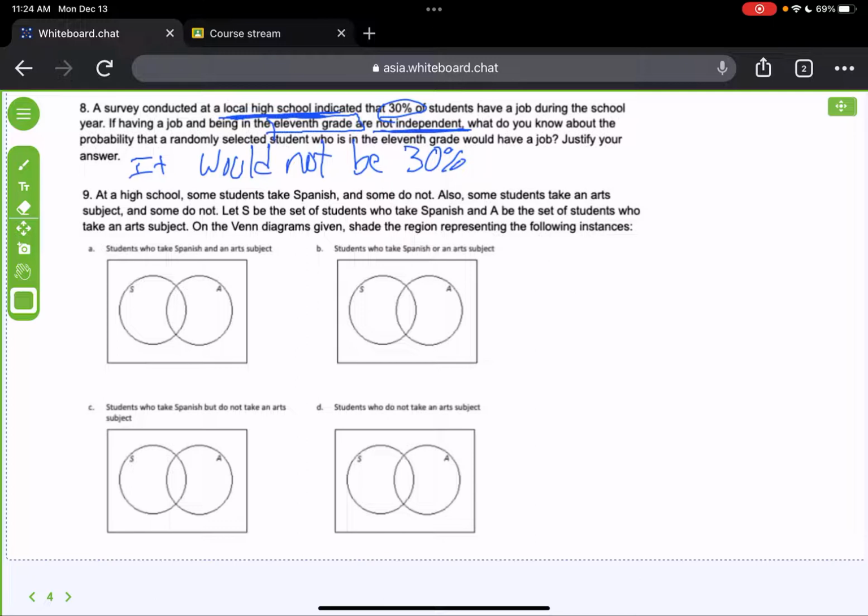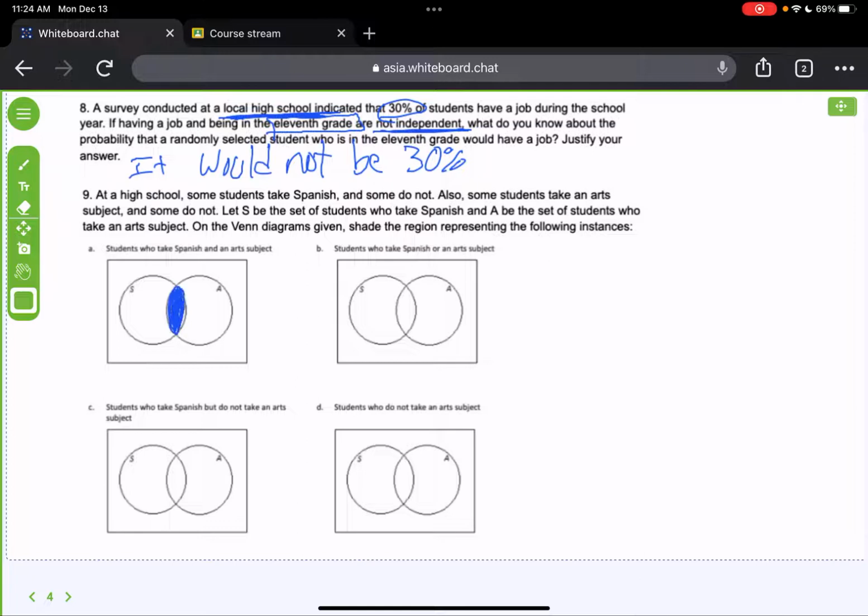All right. Number 9 says, at a high school, some students take Spanish and some do not. Also, some students take an arts subject and some do not. Let S be the set of students who take Spanish, A is the arts. All right, Venn diagram. Let's do this. So students who take Spanish and an art subject, this is both. We're going to fill in right here.